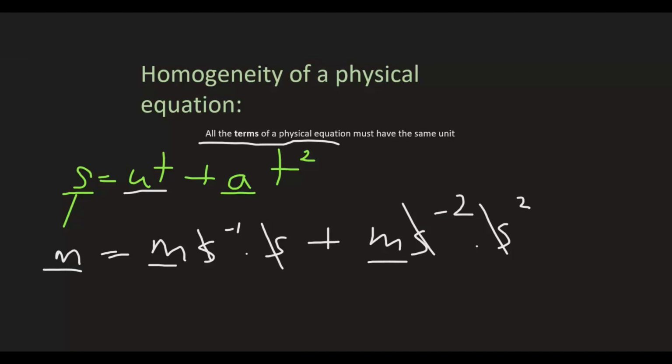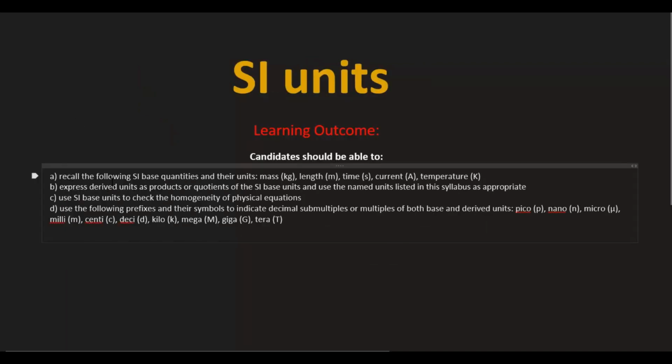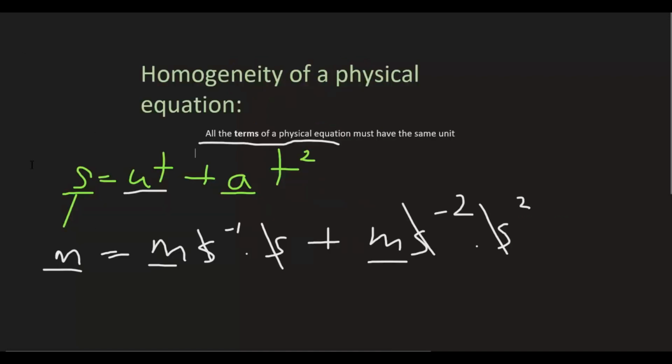So let's see what we have learned in this topic. We know the SI base quantities and their units. We know how to derive units as products or quotients of the SI base units, and use the named units listed in the syllabus as appropriate. We have found the SI base units here, and then we have used SI base units to check the homogeneity of physical equations, which we did here.